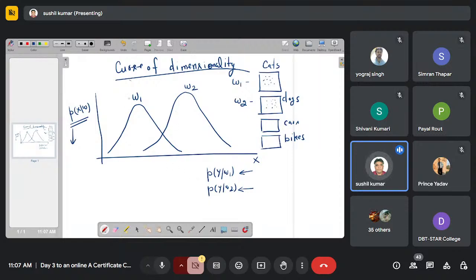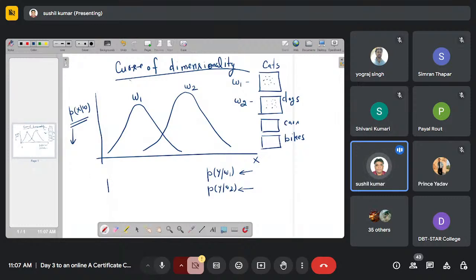We are calculating the probability somehow. That is a different story, and we are not going to discuss that part here. Then we are telling that this particular image belongs to omega 1 or omega 2. So this is a two-class problem here.